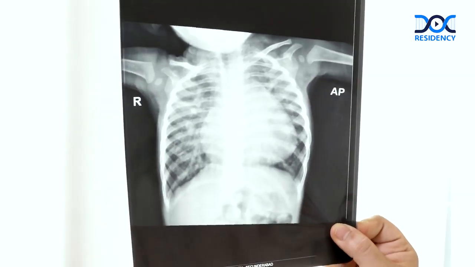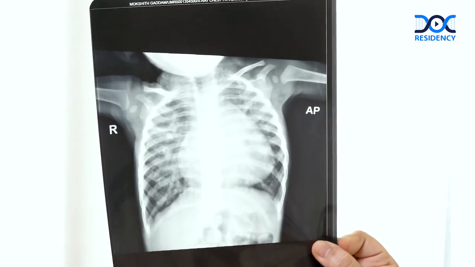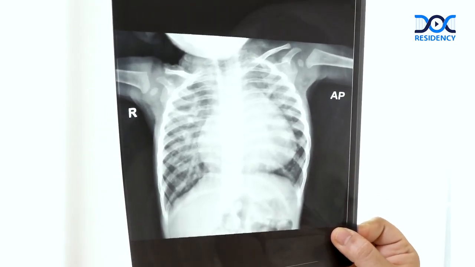In the same way, in PDA blood will come from the aorta to the pulmonary artery. Pulmonary artery again goes to LA, LV and then aorta. Aorta will also get dilated.